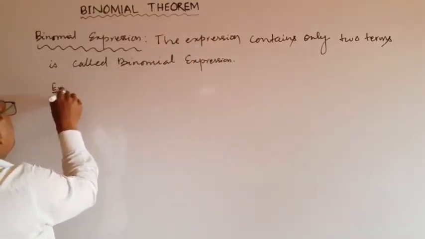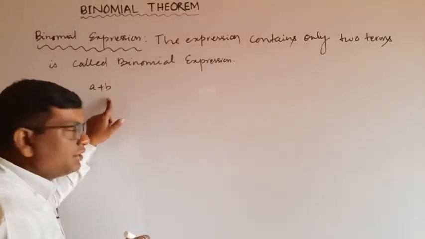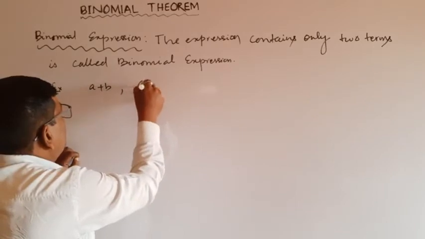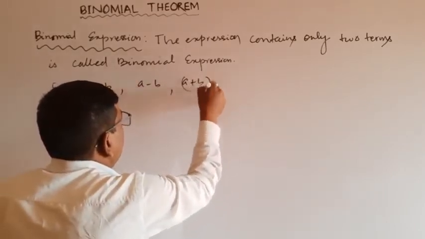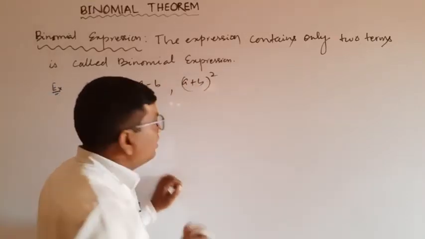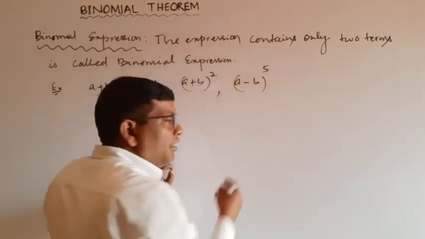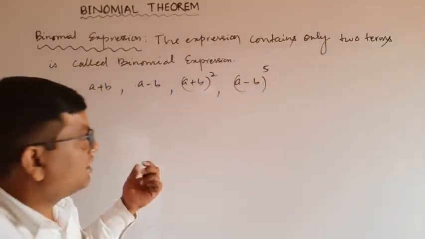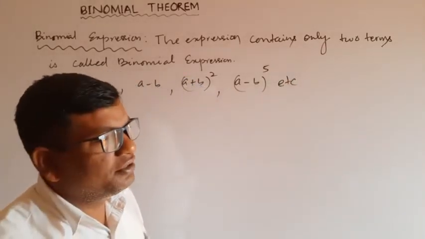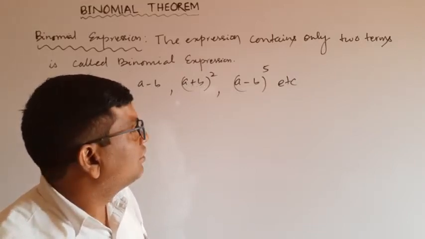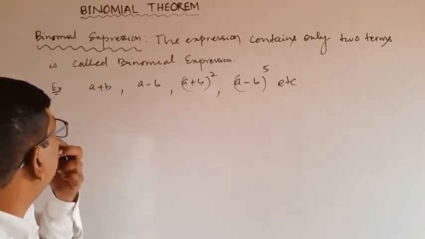a plus b. This is an expression of two terms. This is a binomial expression. a minus b is a binomial expression. (a plus b) to the power 2, a plus b whole square, is a binomial expression. (a minus b) to the power 5 is also a binomial expression, etc. If the number of terms in the expression is 2, then the expression is called a binomial expression.